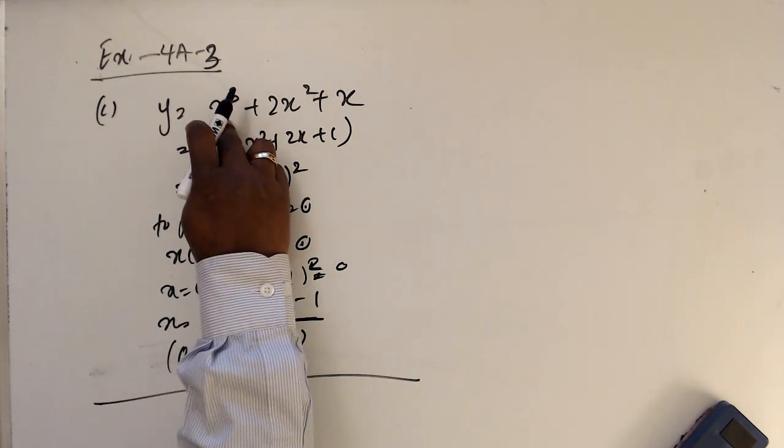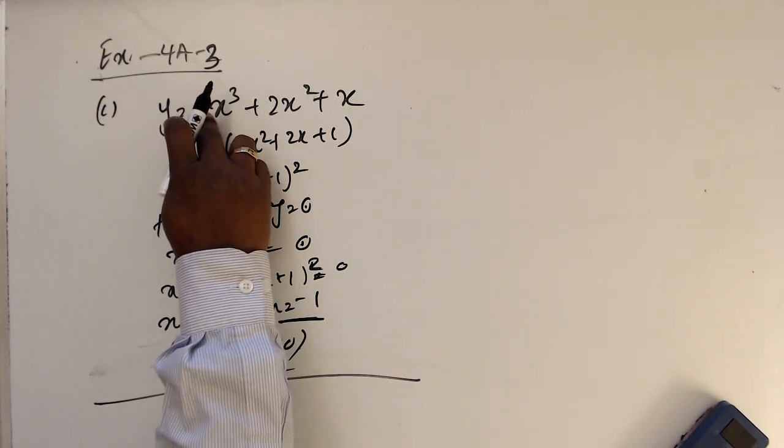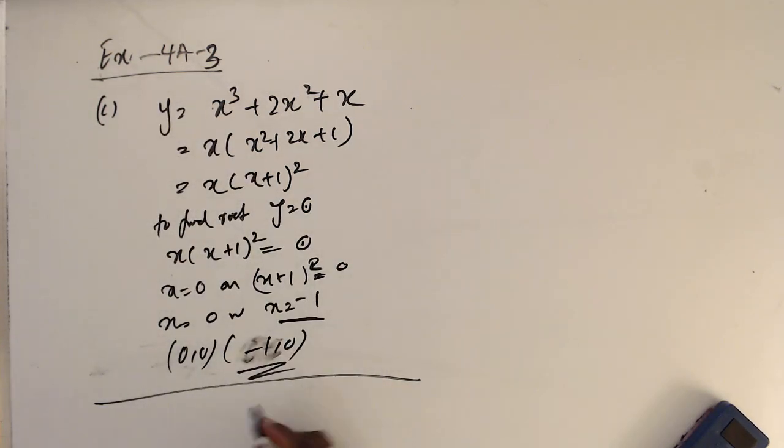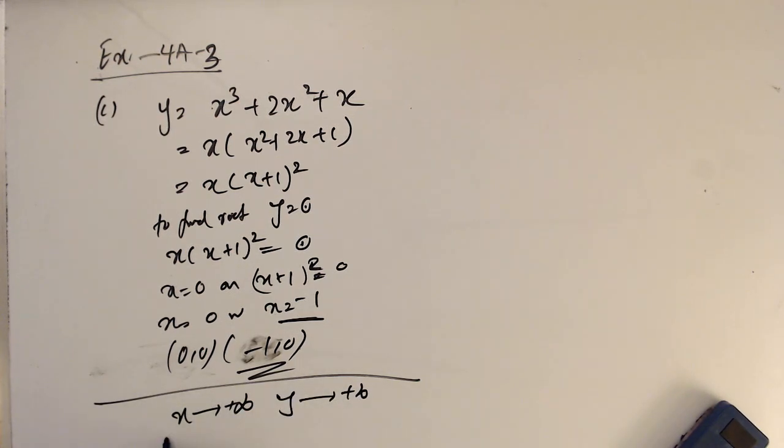The coefficient of x cubed is positive, 1 is positive, then as x goes to positive infinity, y goes to positive infinity, and as x goes to negative infinity, y goes to negative infinity.